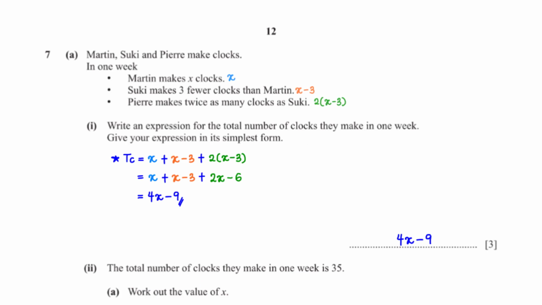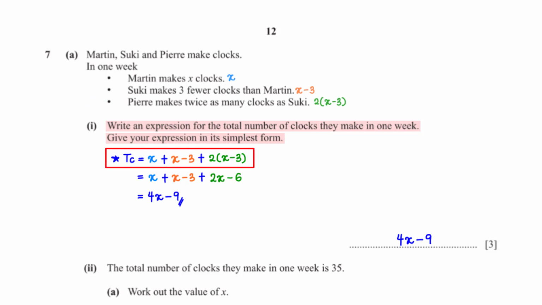Martin, Suki, and Pierre make clocks. Write an expression for the total number of clocks they make in 1 week. Give your expression in its simplest form. Okay, so in 1 week, we are told Martin makes x clocks. Suki makes 3 fewer clocks than Martin. This is what we represented with x minus 3. Pierre makes twice as many clocks as Suki, so we have 2 times (x minus 3).